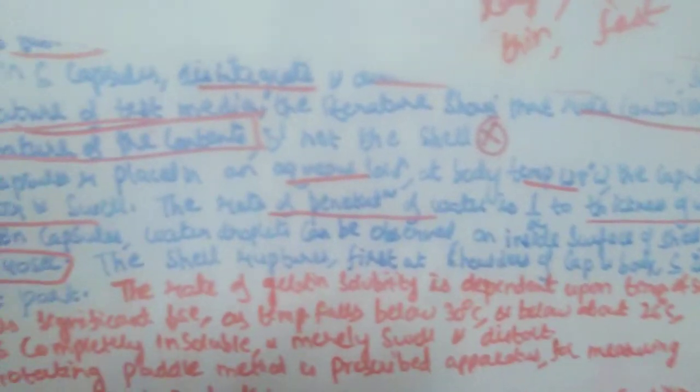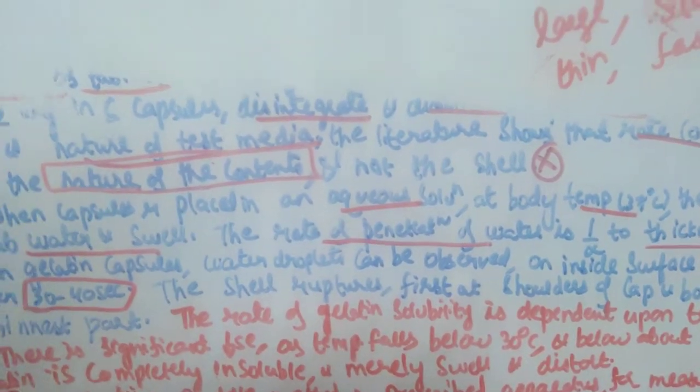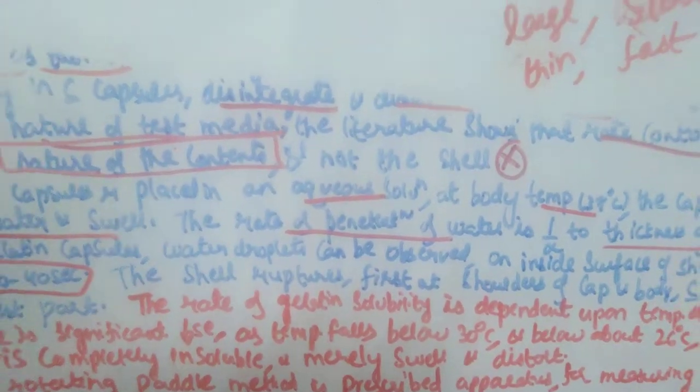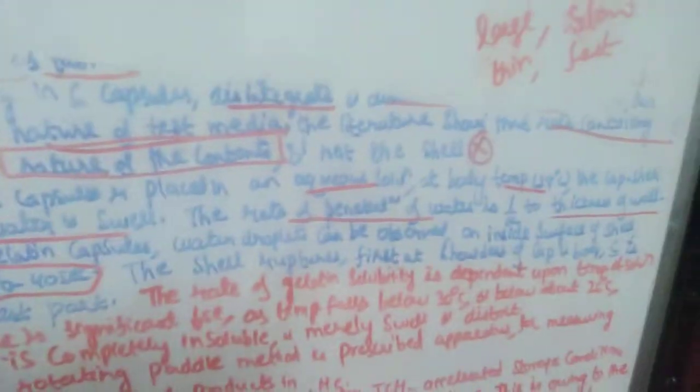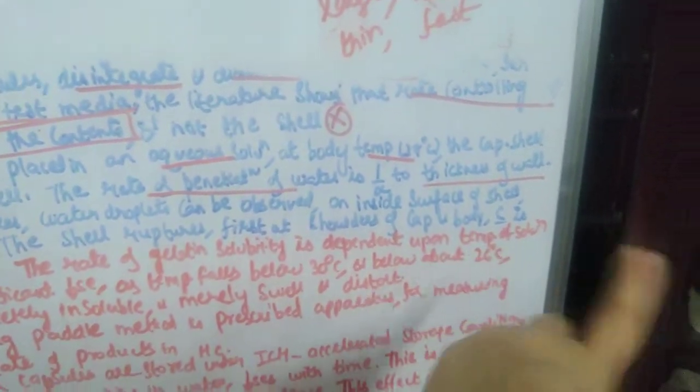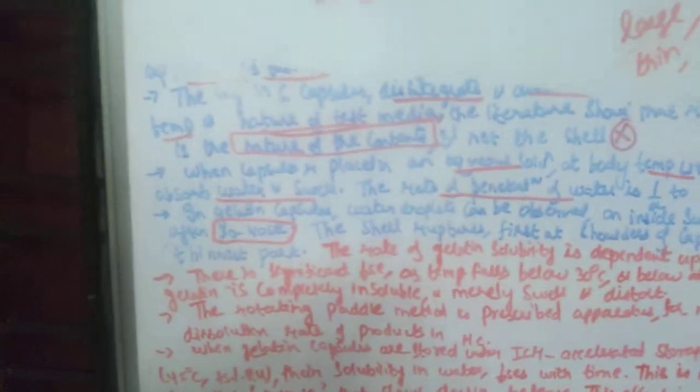Okay, and whenever the shell ruptures, first it will rupture at the shoulders of the cap and body, which is the thinnest part. So obviously the thinnest part will absorb more and it will swell first. So the shell ruptures first at the shoulders of the cap and body, which is your thinnest part.